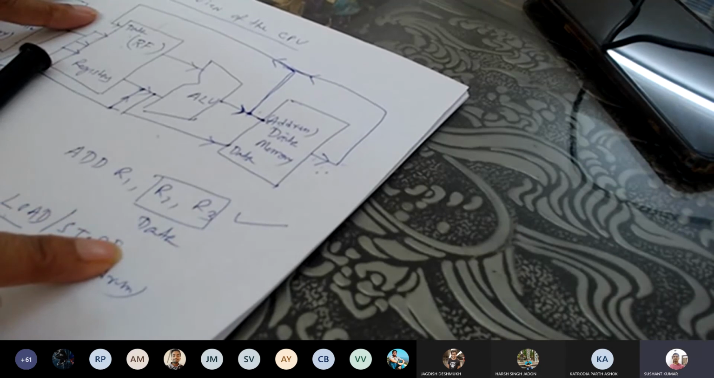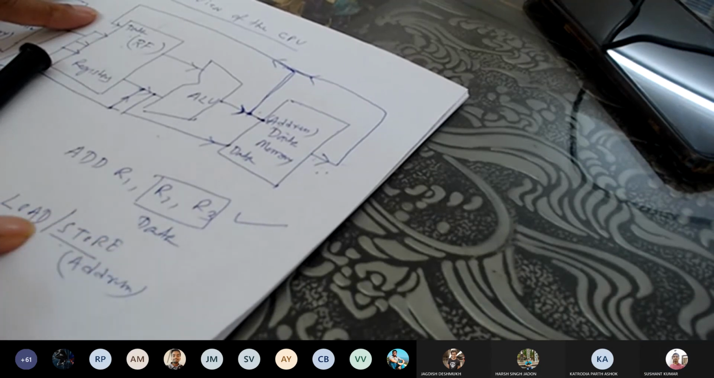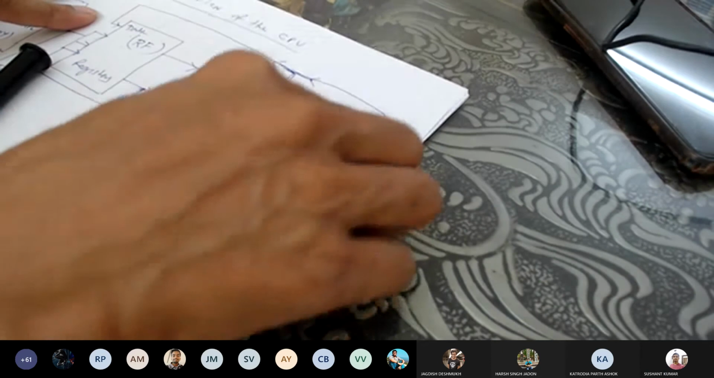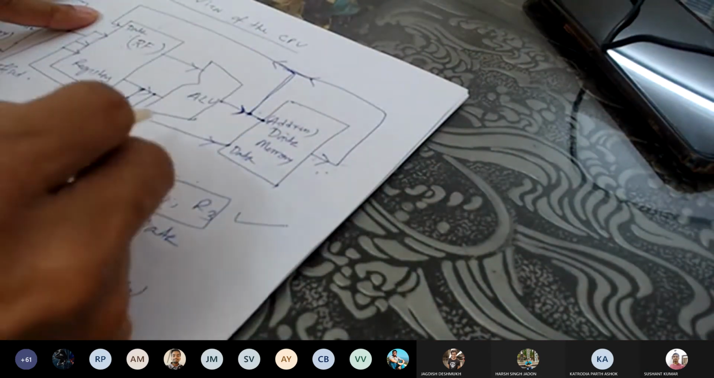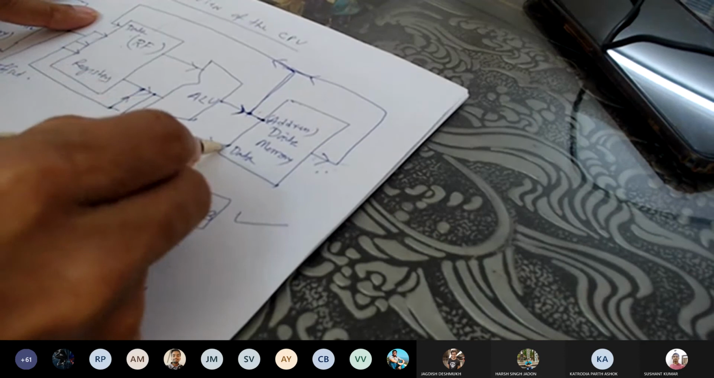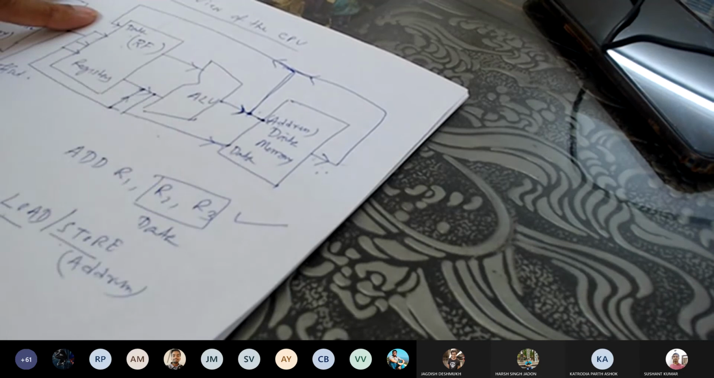Okay, right. If it is a load operation, you get the value from here. If it is a store operation, in addition to that, you also give a value here. That's why this line is there. Is that clear?